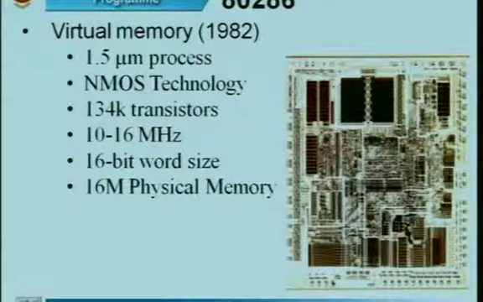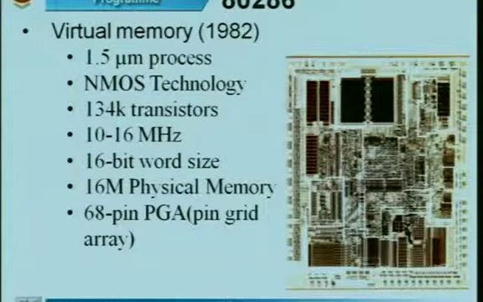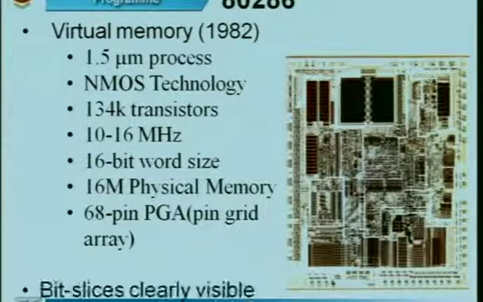So that means that 8086 and 80286 both have 16-bit word size to access the external world. We have a physical memory of 16 megabytes. It is put in a 68 pin PGA. PGA stands for pin grid array. It has bit slice clearly visible.